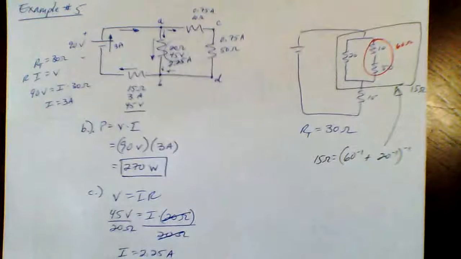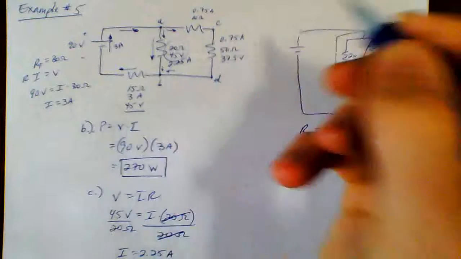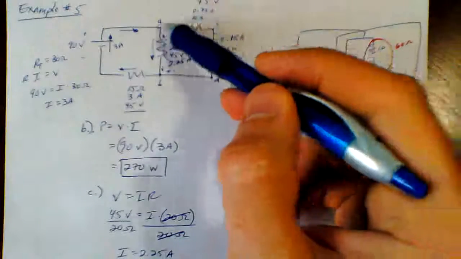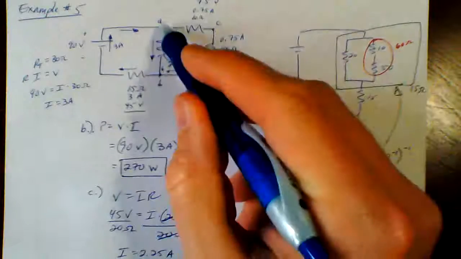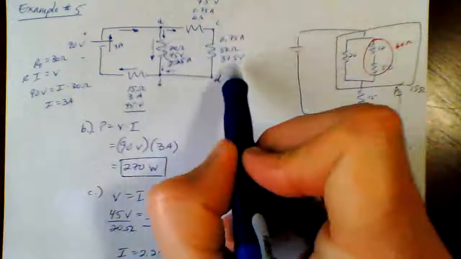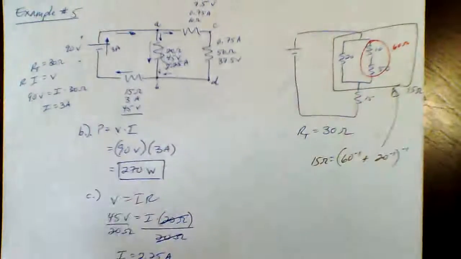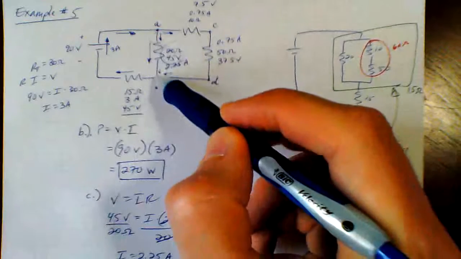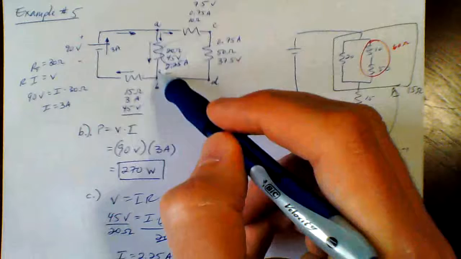0.75 times 50 is going to give me 37.5. And then 10 times 0.75 gives me 7.5 volts. Something that you guys should note is that if I add my voltage dropped across here and across here, then I'm going to get the same as the voltage dropped across here. 7.5 volts plus 37.5 volts equals 45 volts. That makes sense because the voltage from A to B is going to be the same no matter if I go through here or if I go through here.